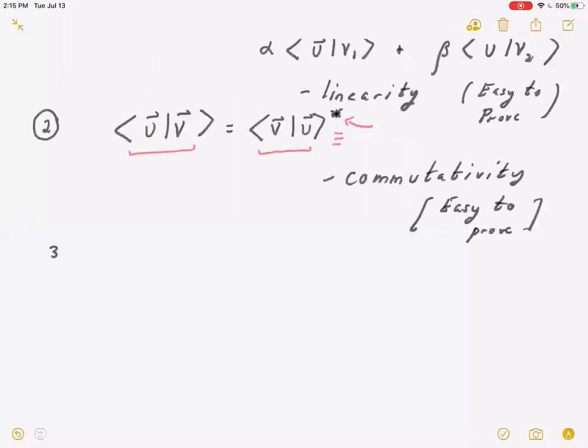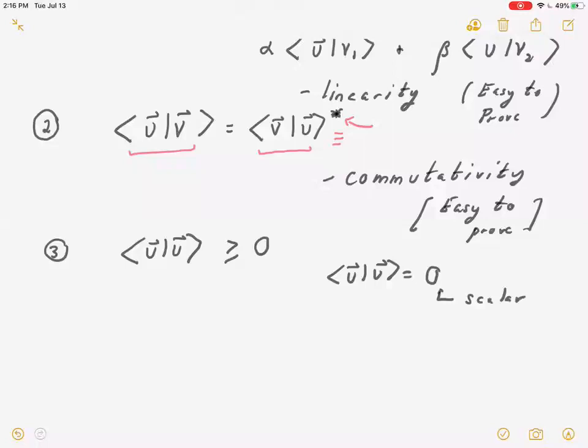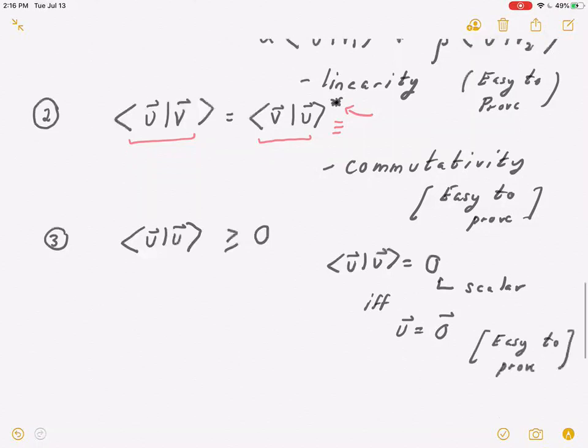Okay, and finally, the inner product of a complex vector with itself is greater than or equal to 0. So again, this is a scalar because the dot product of two vectors at the end of the day has to give you a real quantity, and that quantity is a scalar. It equals 0 if and only if the complex vector is in fact the 0 vector. And this is easy to prove. And I will ask you to do that in a subsequent problem set.